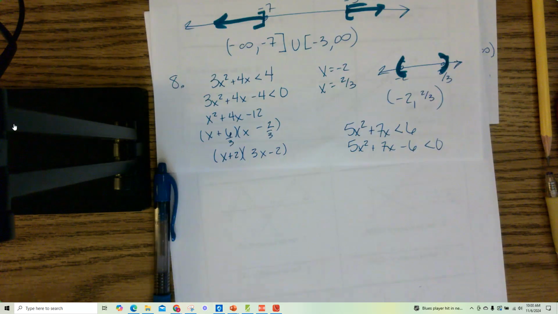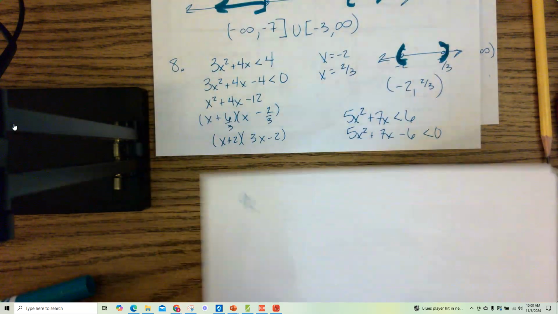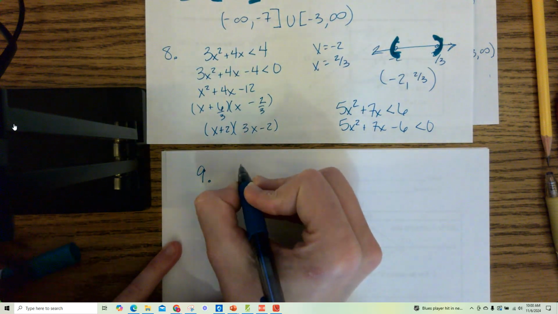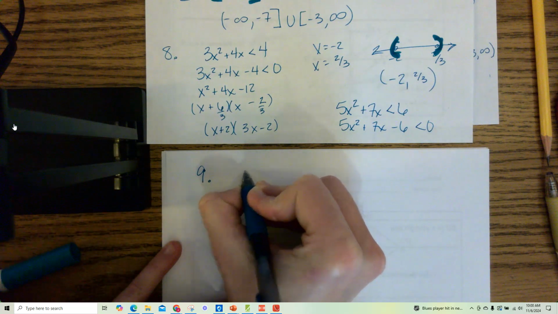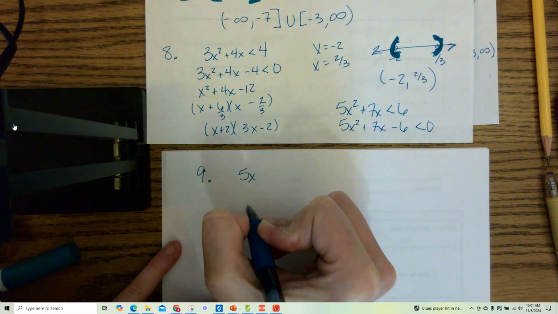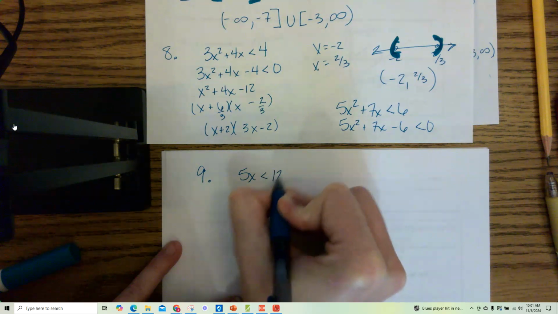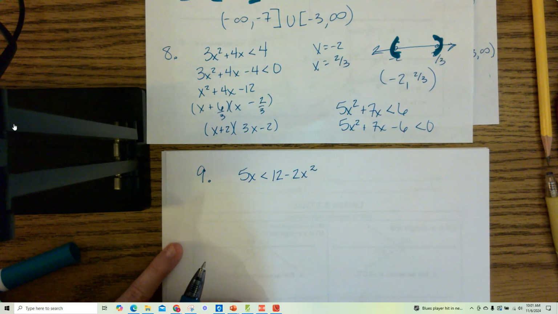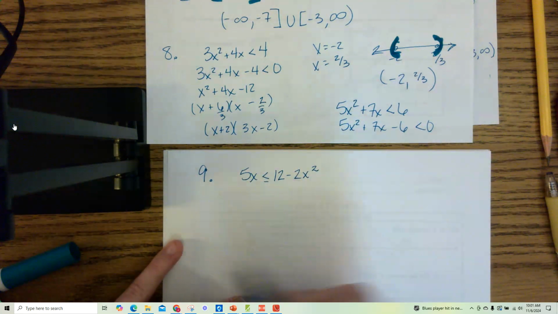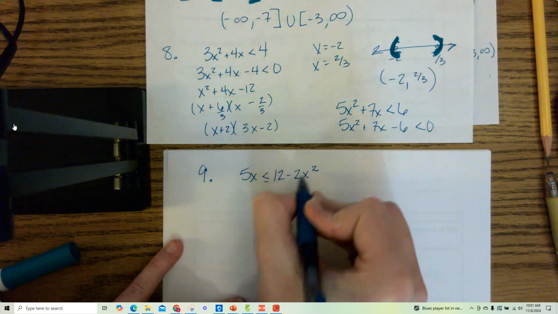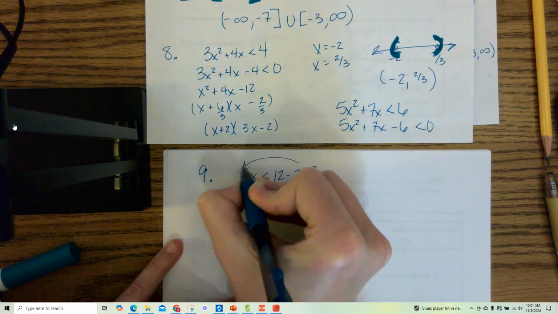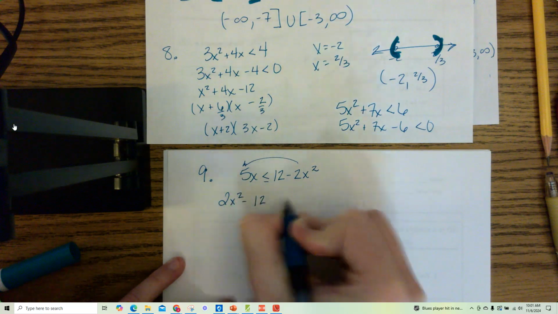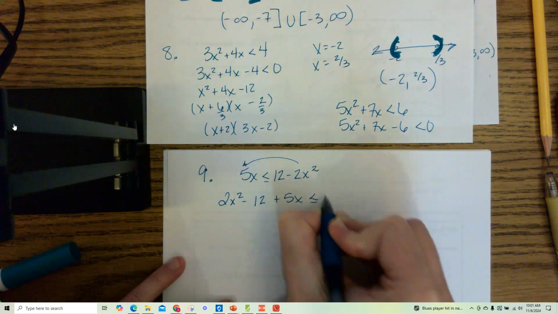Okay, Solomon, I think I did something wrong on mine. Let me look. All right, last one, number 9. 5x is less than or equal to 12 minus 2x squared. So this one I'd move everything over here, because I want the squared term to be positive. So I've got 2x squared minus 12 plus 5x.